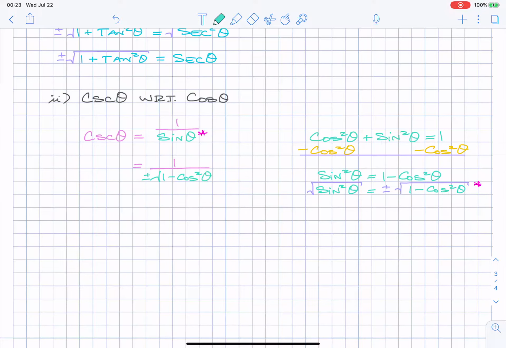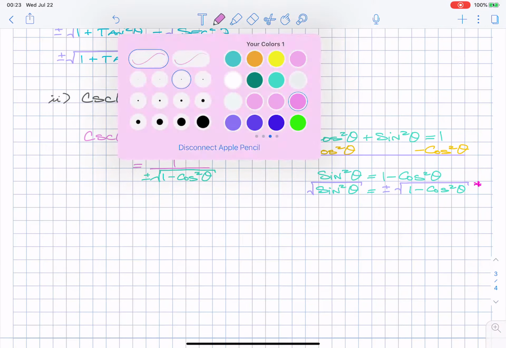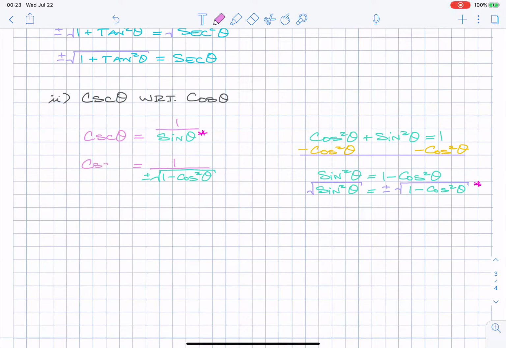So now I've written cosecant of theta, which is still on the left-hand side of this equation, just with respect to cosine. The only trigonometric function here is cosine. So that was kind of difficult.